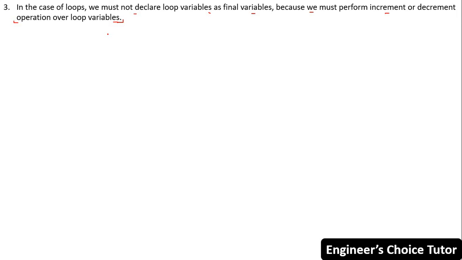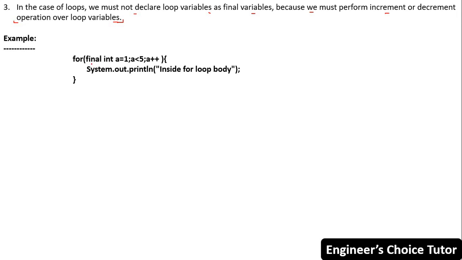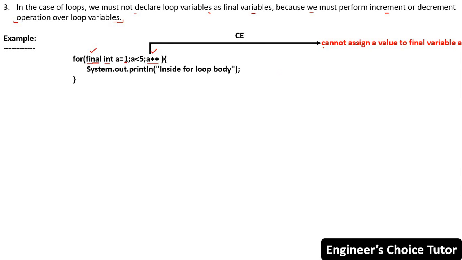For example, I have this example. Basically I have this loop variable final int a is equal to 1, right? So this variable is final, which means the value can't be changed further. But see here, at the place of expression 3, what are you trying to do? You are trying to perform increment operation over the loop variable, which is a final variable. Because of that, you will get a compile time error saying cannot assign a value to a final variable a. Clear with this rule also?